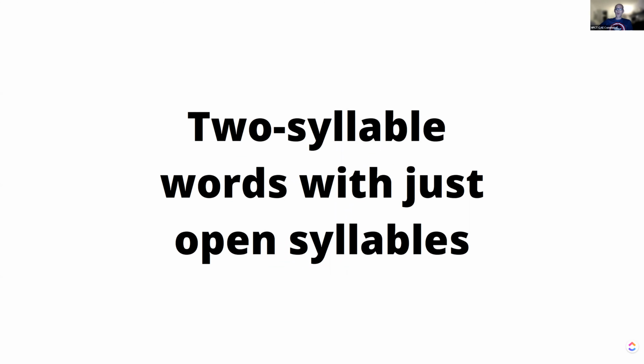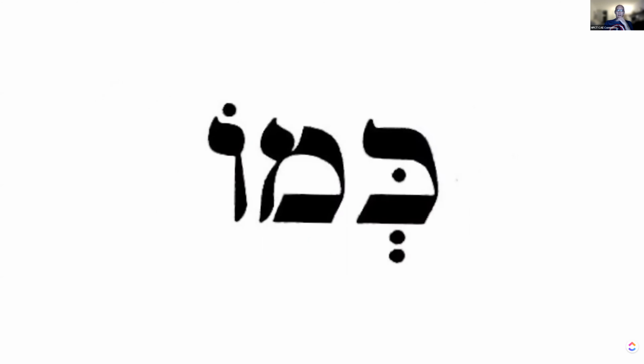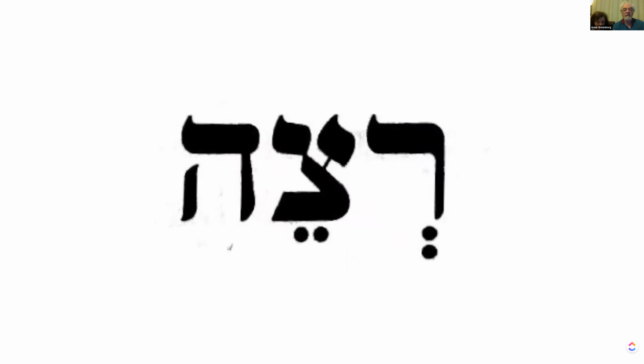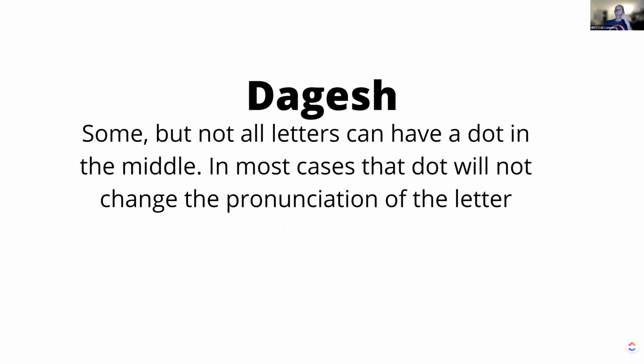Now, two-syllable words with just open syllables we also looked at, so let's take a quick review of those. What are the two syllables here? Ki and mo, just mo, exactly. Mo. Okay, this one is what? Ritse, excellent. And this one? Bino. Okay, so far, those are open syllable words.